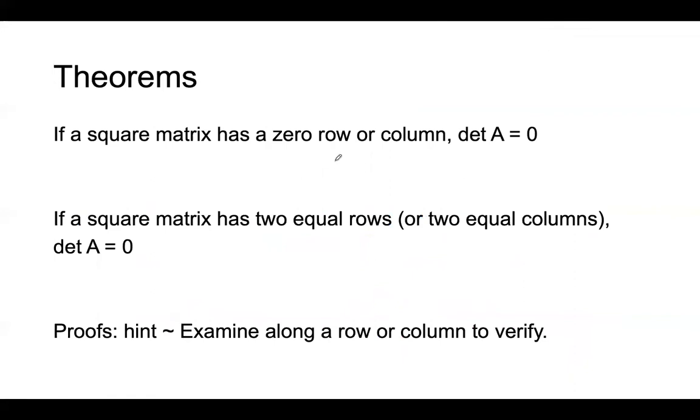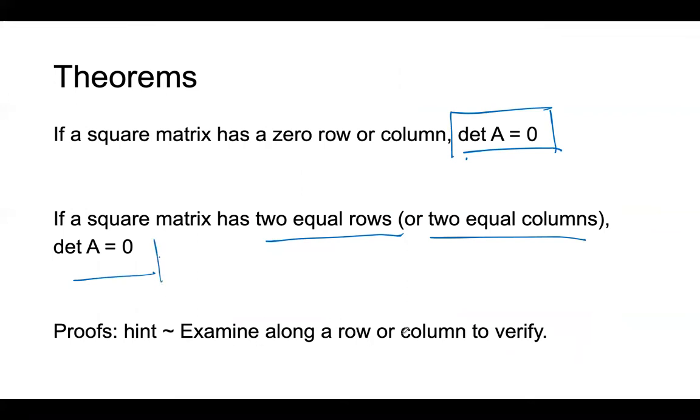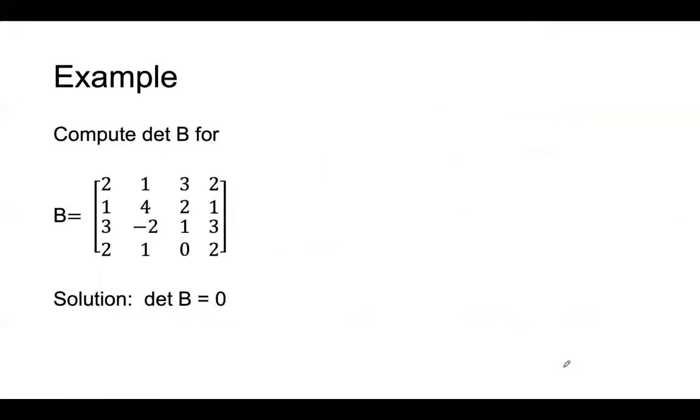So if a square matrix has a 0 row or column, the determinant is equal to 0. If a square matrix has 2 equal rows or 2 equal columns, that determinant is equal to 0. And you could expand along the row or column to verify, but we won't do any proofs in this course. So to compute the determinant of B, for example, you see that 2132 is the same as 2132, so that determinant is equal to 0.